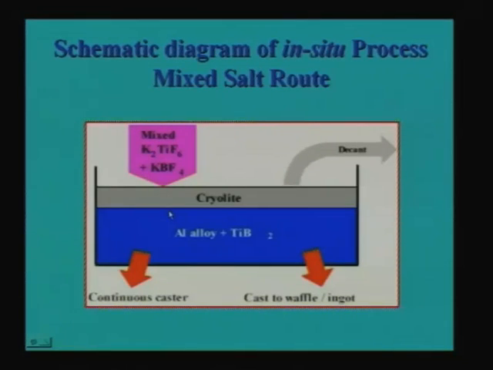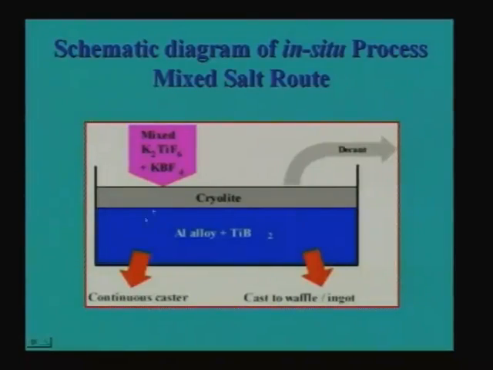And this is the other route, which is what is called the mixed salt route, where people add a mixture of the two salts. Whatever we have talked about so far is what is called the master alloy route, where you separately make the aluminum titanium and aluminum boron, mix them together and make the final composite. Here what you can do is take liquid aluminum and add the K2TiF6 and KBF4 salts and finally get TiB2 particles out of it. One can also study this. We will talk about this in detail in the next class.